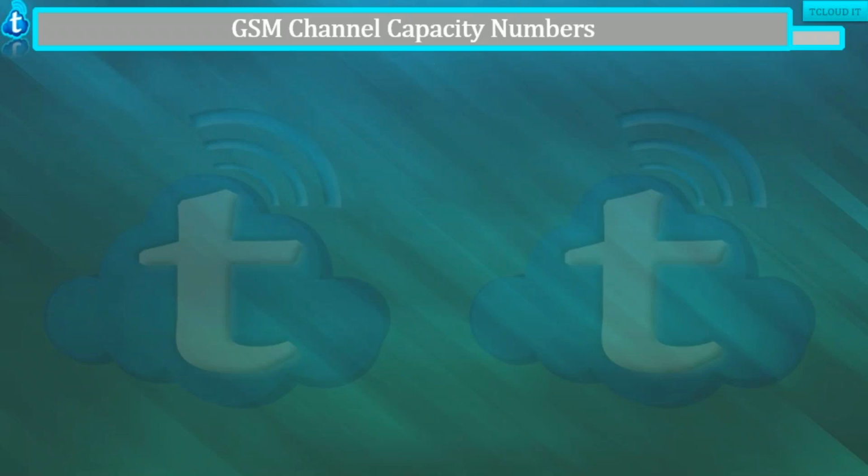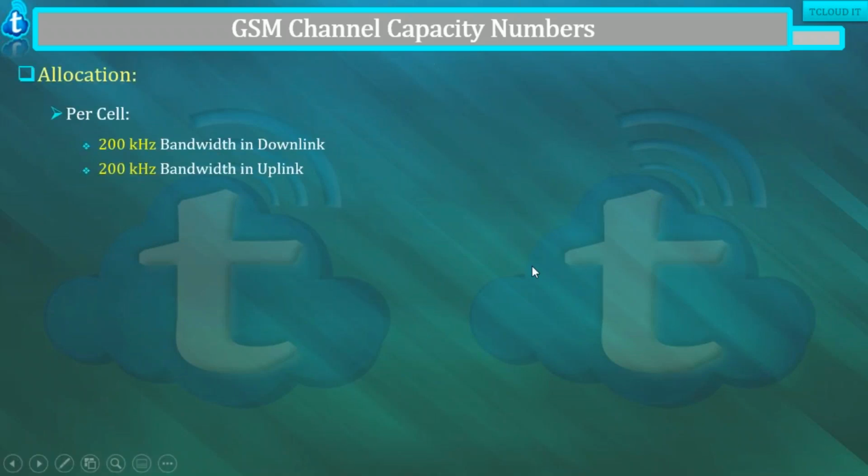So what are we going to have here? We will take the typical situations. Typically, any GSM cell will have 200 kilohertz bandwidth allocated in downlink and in uplink. Of course, two separate bandwidths. Uplink bandwidth will be different, downlink bandwidth will be different per cell. So there is a GSM cell configured in some area. That cell has got 200 kilohertz allocated in downlink, 200 kilohertz allocated in uplink.